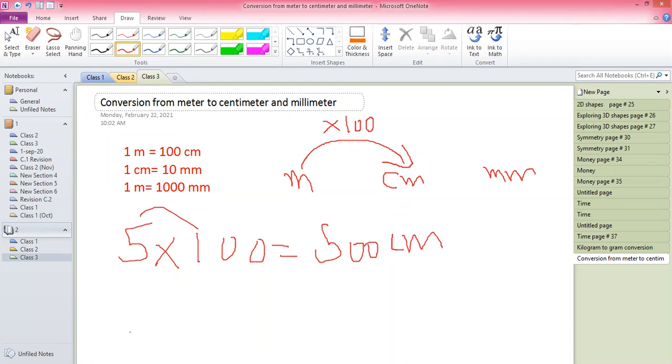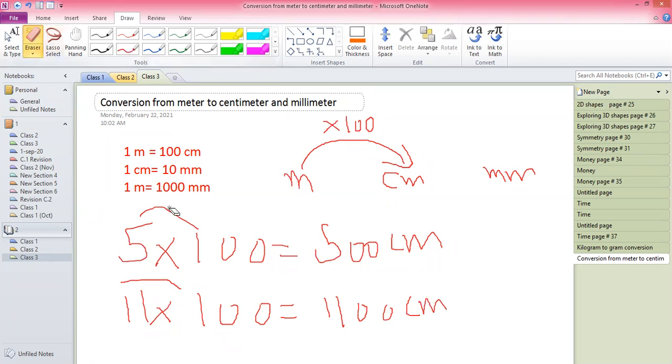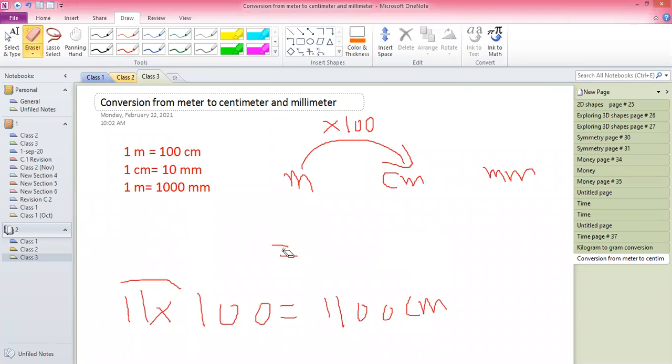If I ask you 11 meter equals to how many centimeter? So 11 multiplied by 100, 11 times 1 is 11, and 2 zeros like this. You will write the same, 1100 centimeter. Okay. So when you have to convert a value from meter to centimeter, a simple way is to multiply it by 100.